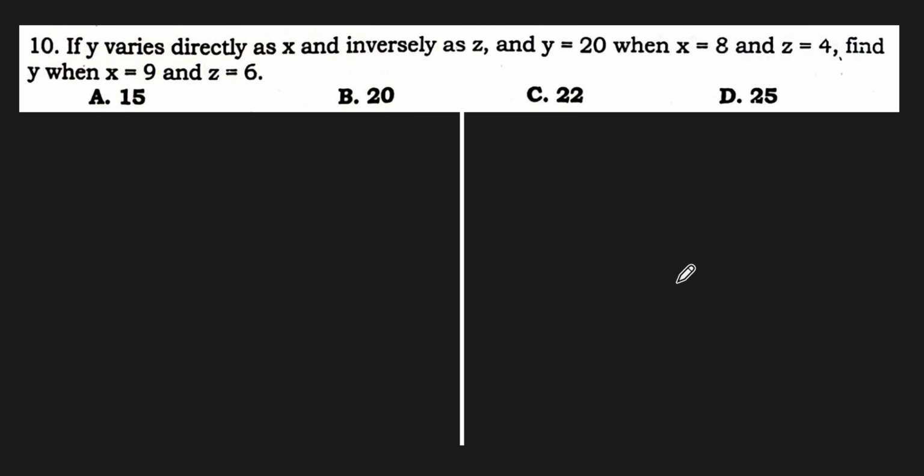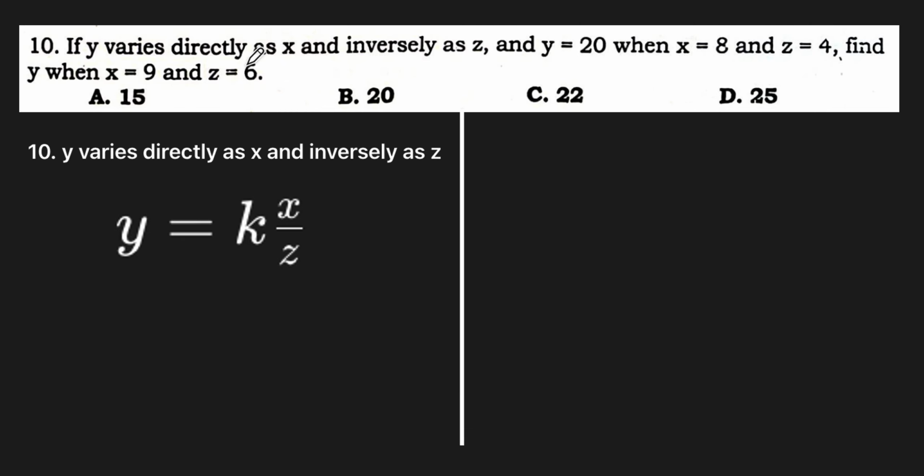If y varies directly as x and inversely as z, and y equals 20 when x equals 8 and z equals 4, find y when x equals 9 and z equals 6. So the first thing that we need to do is to represent it directly and inversely. Directly to x and then inversely to z. So that is the representation.